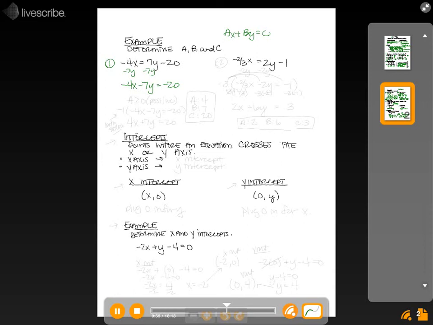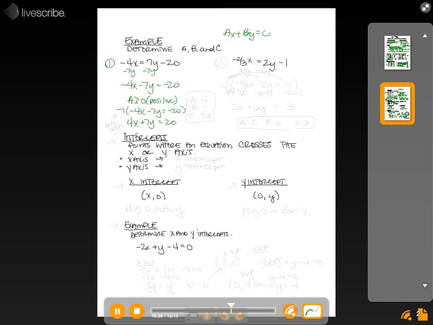Now most people would stop there. Well, not most people. This is where I catch some people. They'd stop right here and tell me that a is -4, b is -7, and c is -20. That can't work because a has to be greater than or equal to 0. It needs to be positive. And it's not. It's negative at this point. So what we're going to do is we're going to multiply through by -1, which essentially just changes all of our signs. So it becomes positive 4x plus 7y equals positive 20.